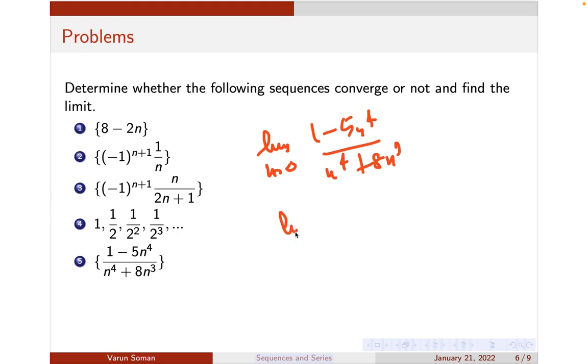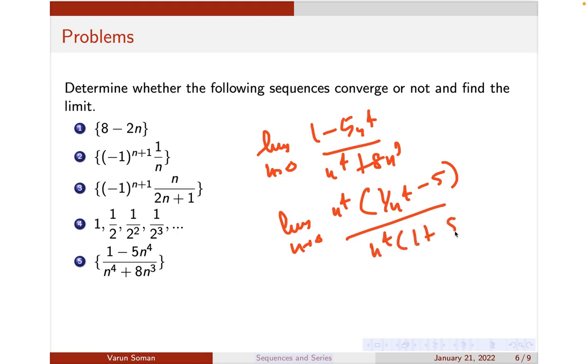As I told you, take out the largest power of n outside, so it is n raised to 4 in the numerator, so 1 by n raised to 4 minus 5 divided by n raised to 4 (1 plus 8 by n). Okay, so when you cancel it out, what will you get? This will get cancelled out, your 1 by n raised to 4 becomes 0. So you will be getting the answer as minus 5, because 8 by n is also 0, so the value of the limit is actually minus 5. Okay, so I hope it is clear.